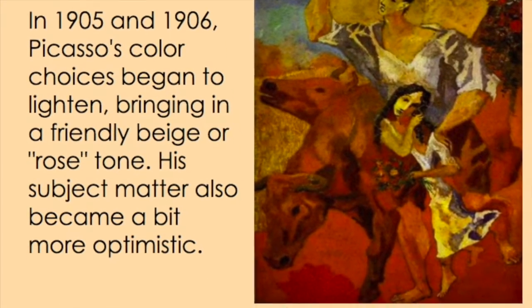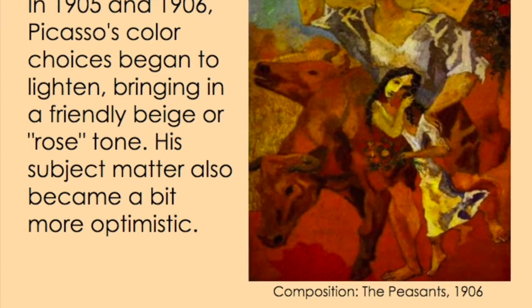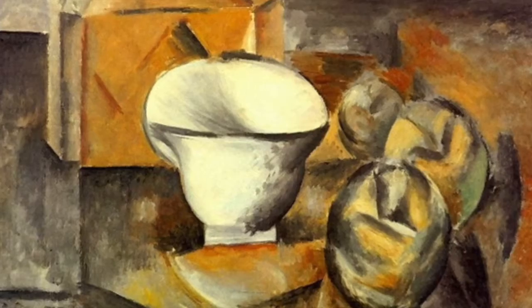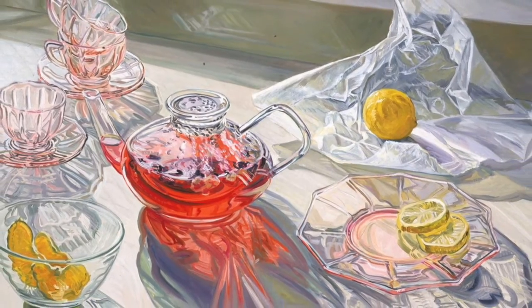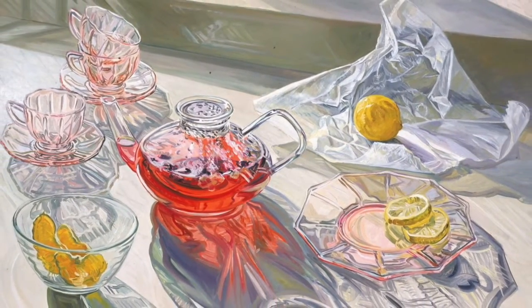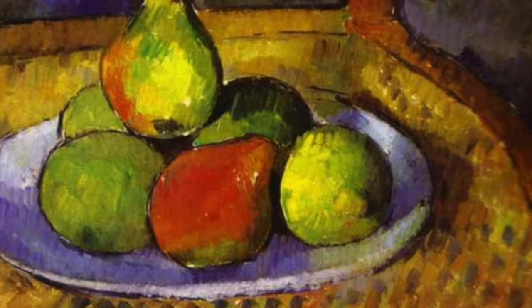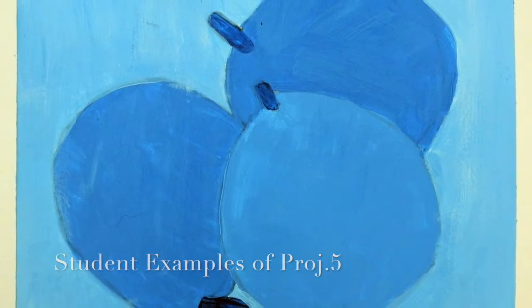I want you to collect at least one example of a still life painting by Picasso, Janet Fish, who you see here, and Paul Cézanne. Just think about how they use color. Then here's some examples of what students have done in the past.